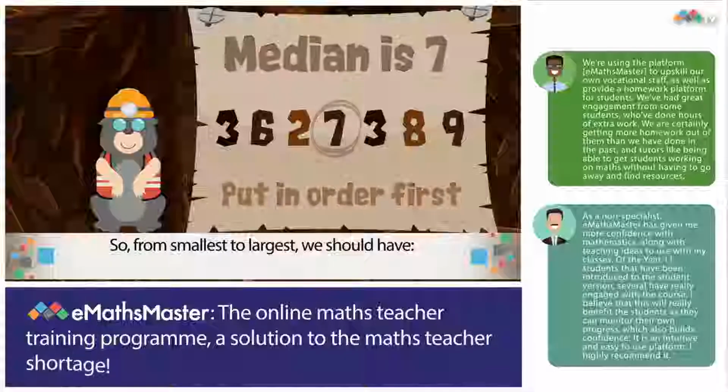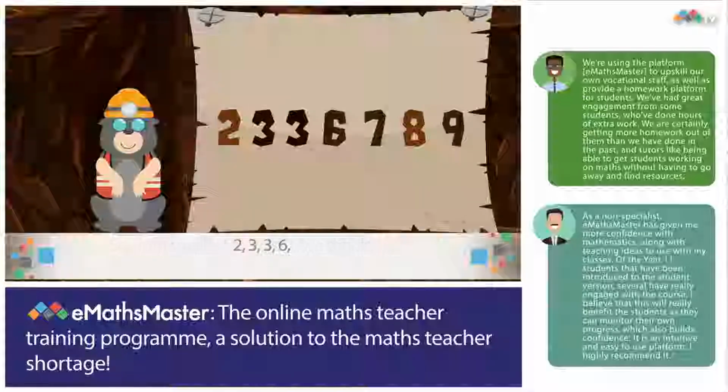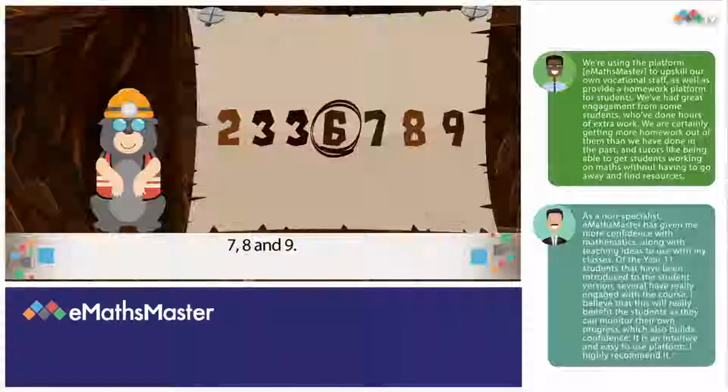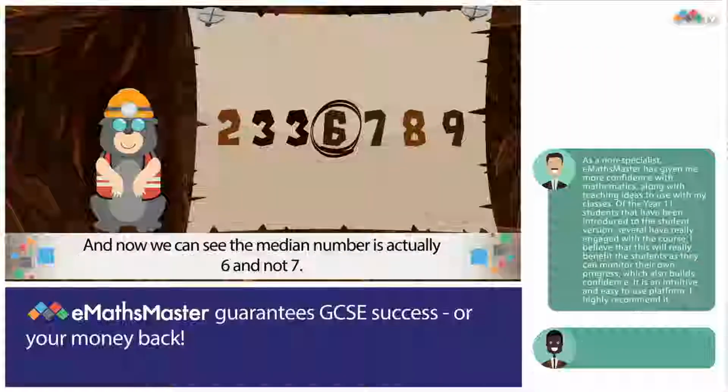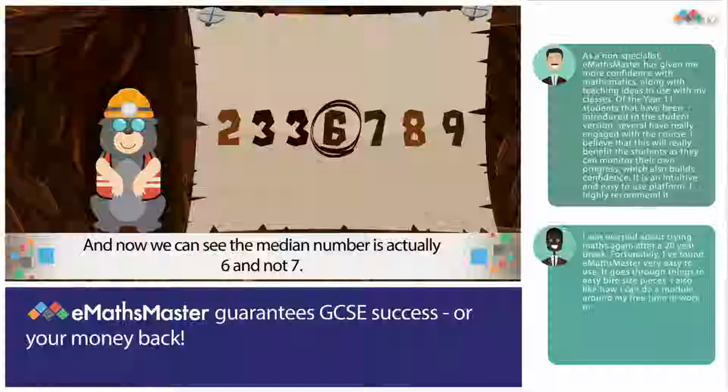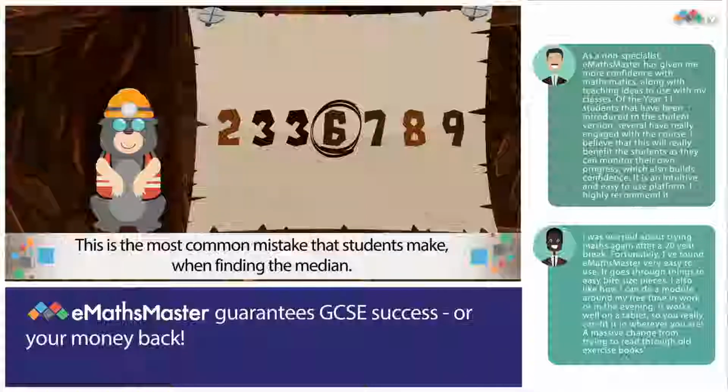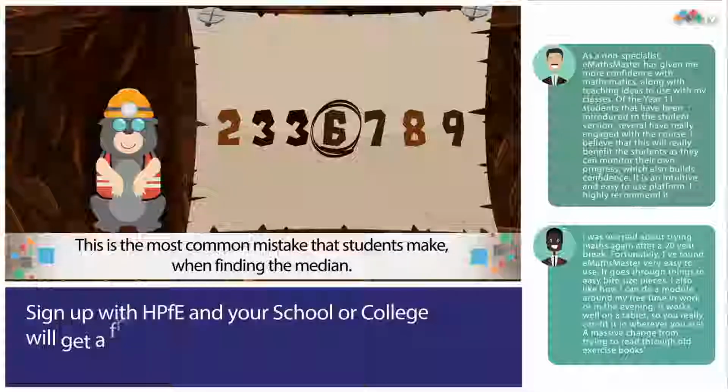So from smallest to largest we should have 2, 3, 3, 6, 7, 8 and 9. And now we can see the median number is actually 6 and not 7. This is the most common mistake that students make when finding the median.